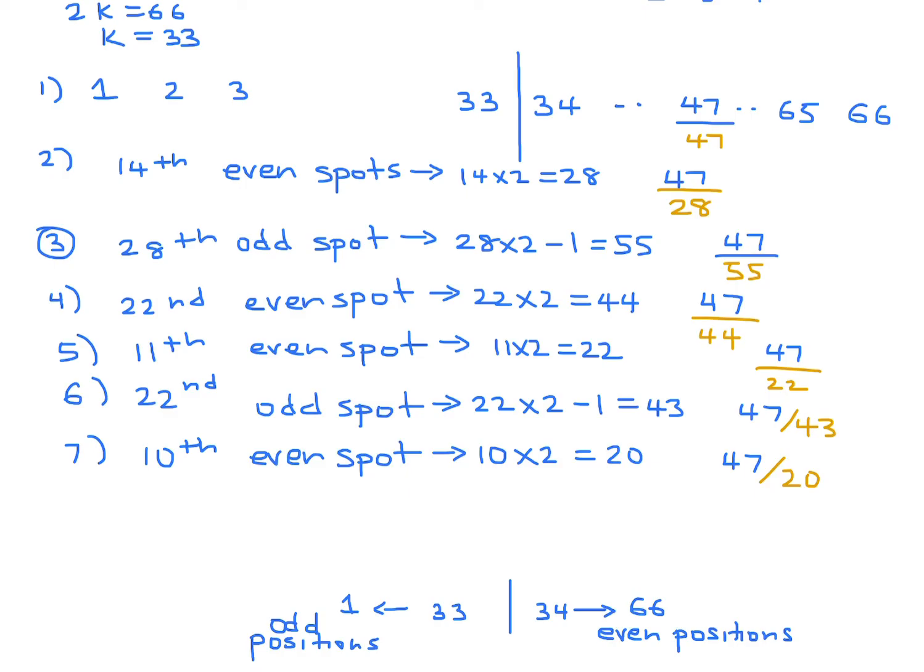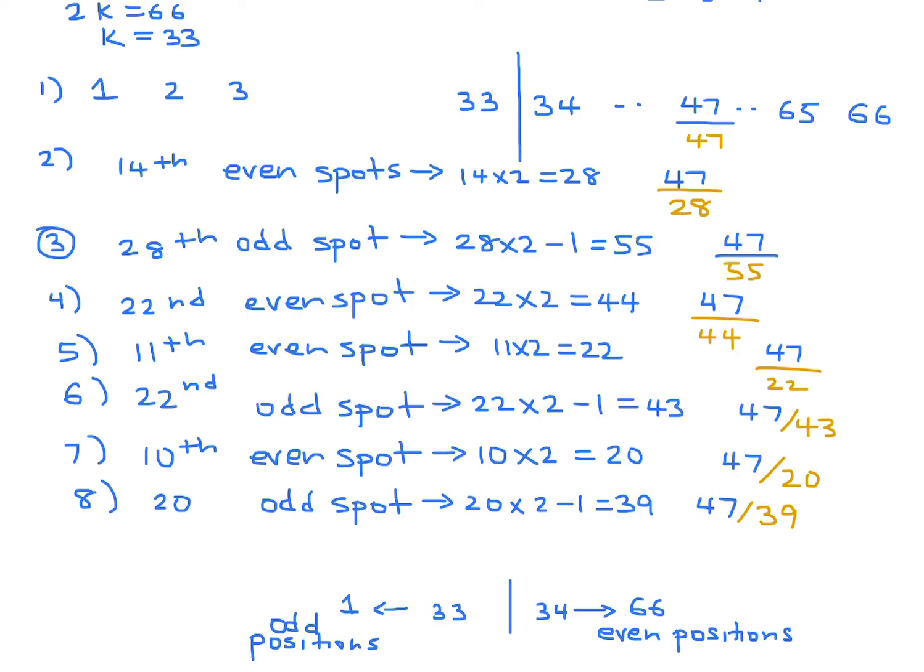All right, let's just keep going. Now we've got the 20th spot, but because it's in the first 33, it will go into an odd spot. And therefore that's 20 times 2 minus 1, which is 39. And therefore 47 divided by 39. Well, it's not divided, sorry. These are not fractions. Number 47 is in the 39th position. That's what that denotes.